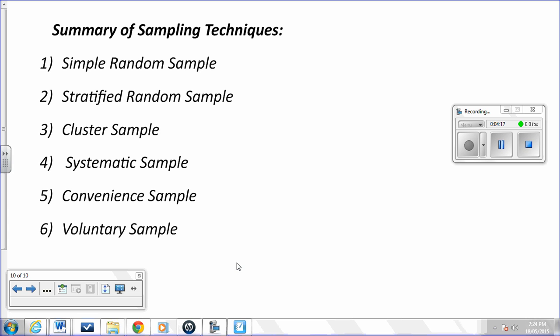In conclusion, this slide went over the various sampling techniques associated with conducting a survey. Here is a summary list of the types of sampling techniques you're responsible for. Simple random sample, stratified random sample, cluster sample, systematic sample, convenient sample, and voluntary sample.